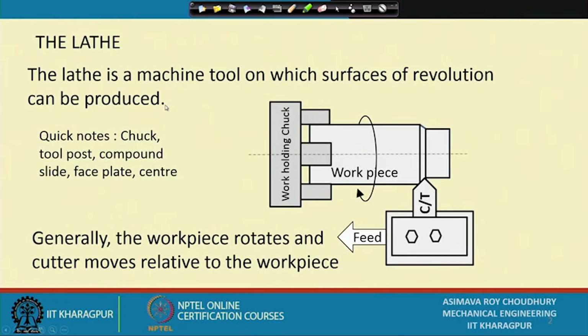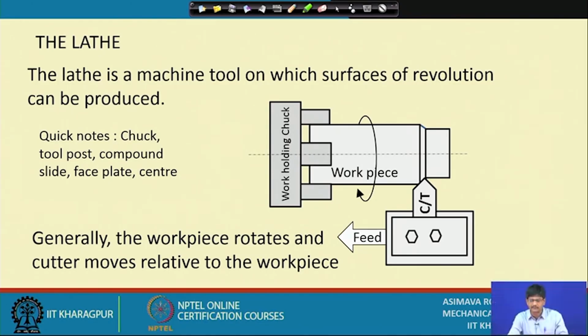First of all, the lathe is a machine tool on which surfaces of revolution can be produced. That is, I can make a cylinder, I can make a cone, I can make a flat surface, which is also a surface of revolution. I can make grooves, I can make threads, I can make frustums of cones. I can make curved surfaces also. All these surfaces of revolution can be produced on the lathe.